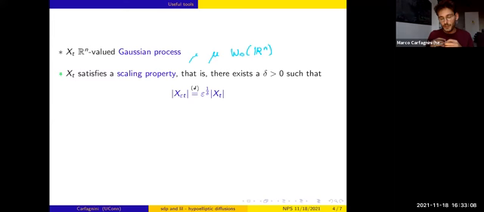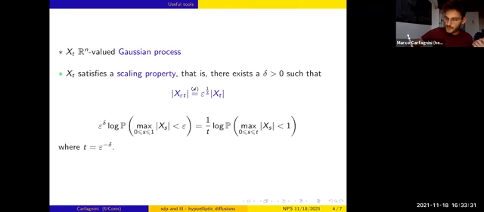The other property that we like is what is called a scaling property, which simply means that if you look at the process at times epsilon t, that scales in a certain way. And of course, the equality here is in distribution. And why is this an interesting feature, something that you would like to have? Because if you do have this scaling property, then it's fairly easy to see that this equality holds.